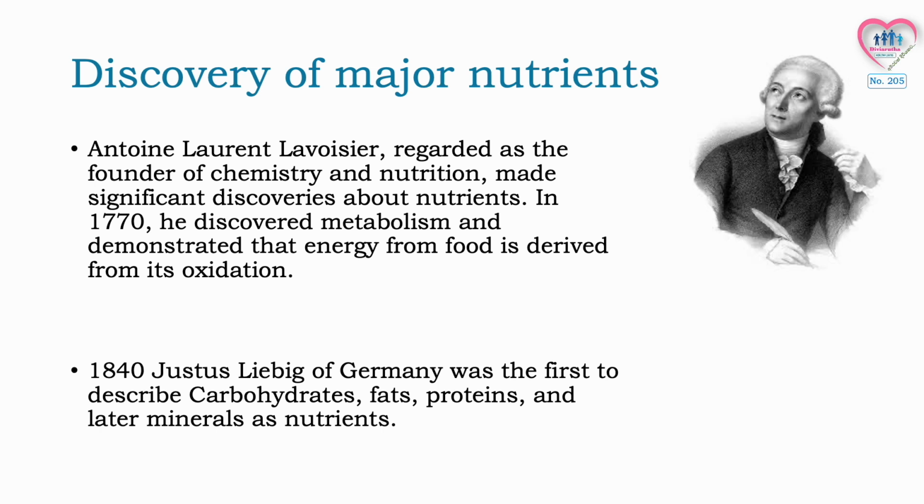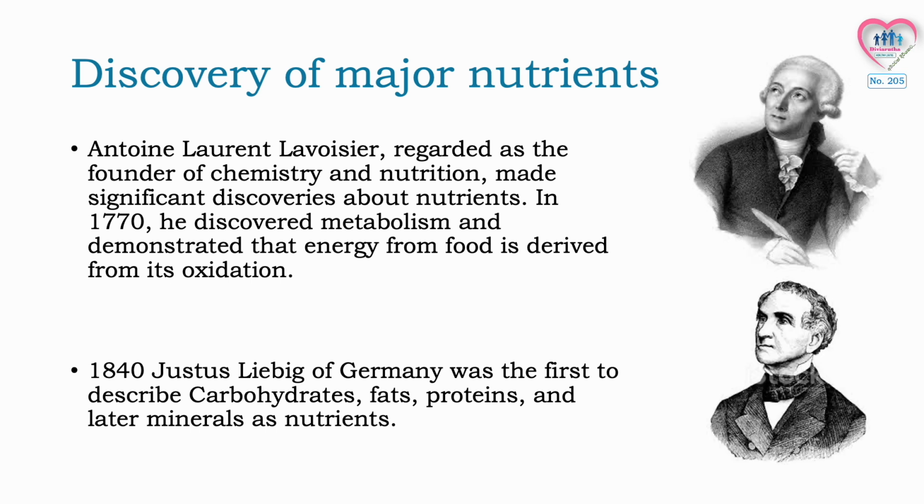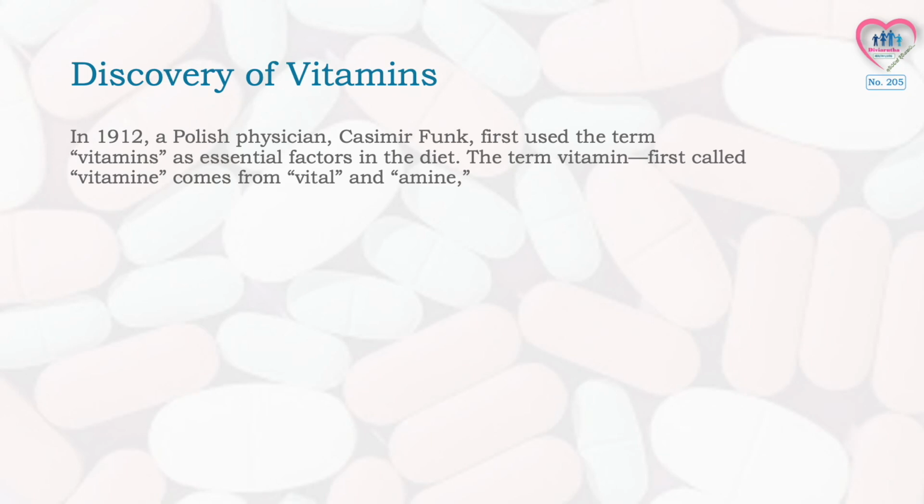Antoine Laurent Lavoisier, regarded as the founder of chemistry and nutrition, made significant discoveries about nutrients. In 1770, he discovered metabolism and demonstrated that energy from food is derived from its oxidation. In 1840, Justus Liebig of Germany was the first to describe carbohydrates, fats, proteins, and later minerals as nutrients. In 1912, a Polish physician, Casimir Funk, first used the term vitamins as essential factors in the diet. The term vitamin comes from vital and amine.